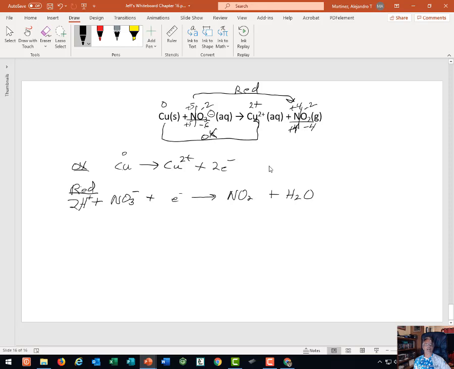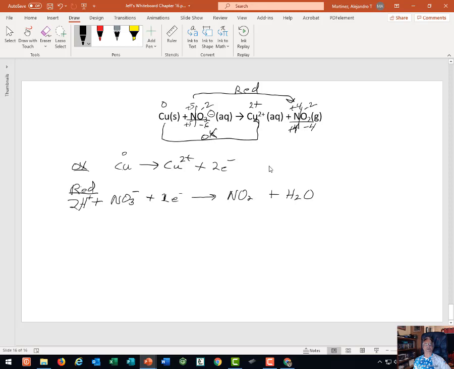Finally, I need to balance charge by adding enough electrons to get the charge to balance. Now, if I look over here on the product side, I have a neutral molecule and a neutral molecule, so I have 0 charge. So my charge has to be 0 over here. Well, I've got 2 plus 1 charges from the hydrogens and a negative 1. That adds up to plus 1, so I need to add 1 electron on the reactant side. So now I've got both mass and charge balanced in the reduction half of the reaction.